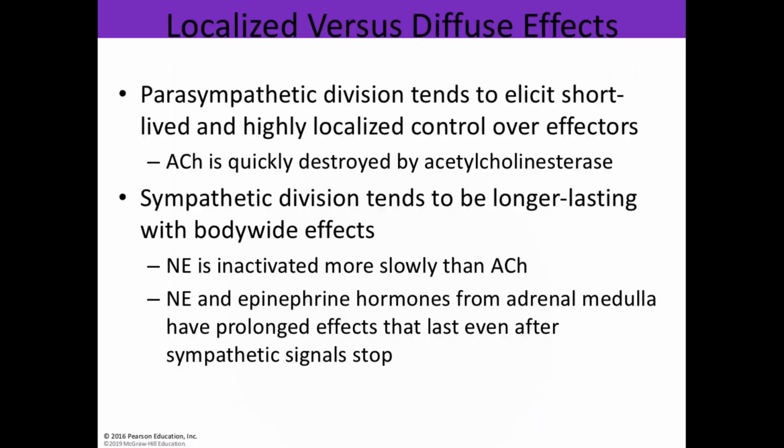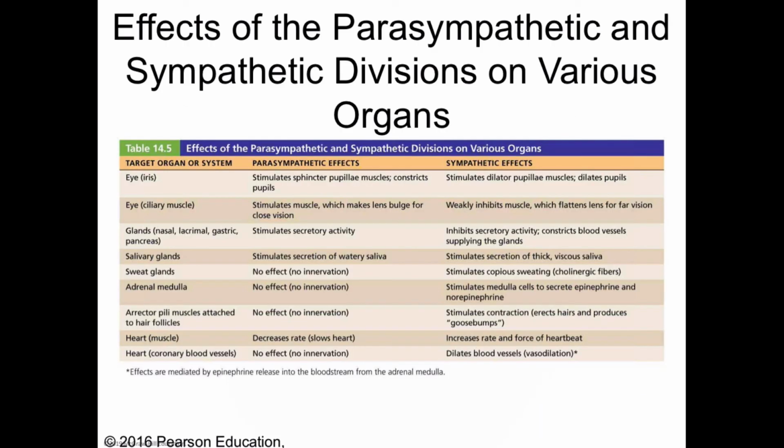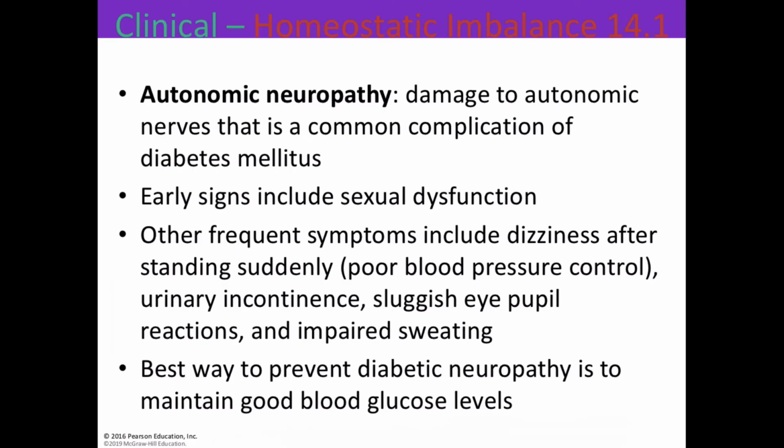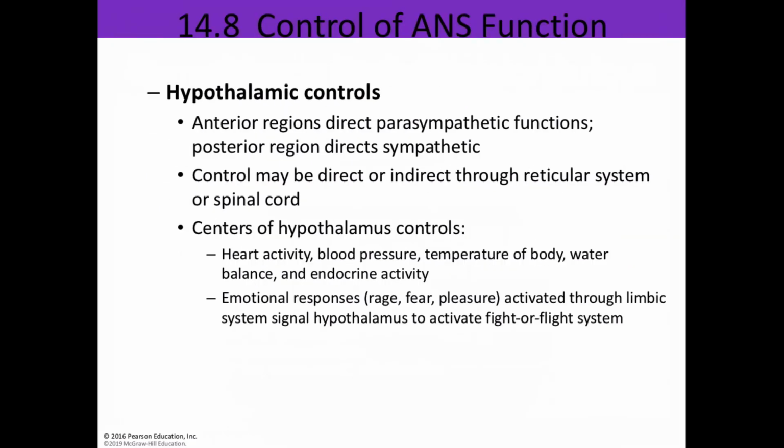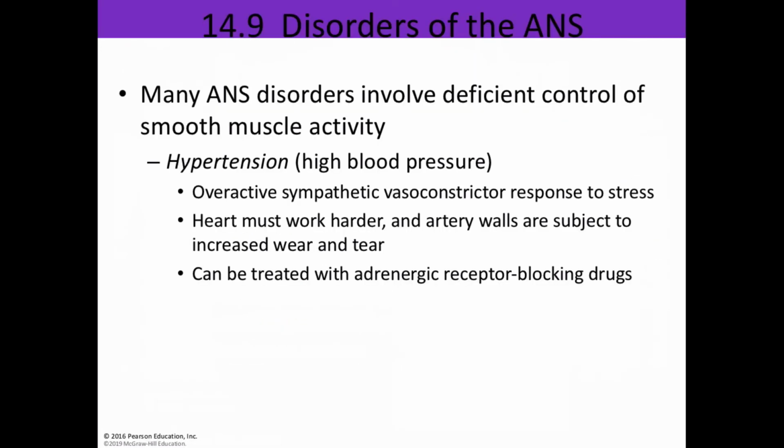Having said this, I'll get to one more thing to add to it. And if you're wondering where I'm going, give me just a moment to get there. Where I'm going is autonomic disorders that involve deficient control of smooth muscle activity. Here it is. Hypertension, also known as high blood pressure. In case you missed it, we just got to this in a roundabout way, likely by way of that renin-angiotensin-aldosterone system, meaning everything that is an effect of that contributes to hypertension, meaning that overactive sympathetic vasoconstrictor response, meaning the heart works harder, the artery walls are subject to increased wear and tear, and, of course, this can be treated.